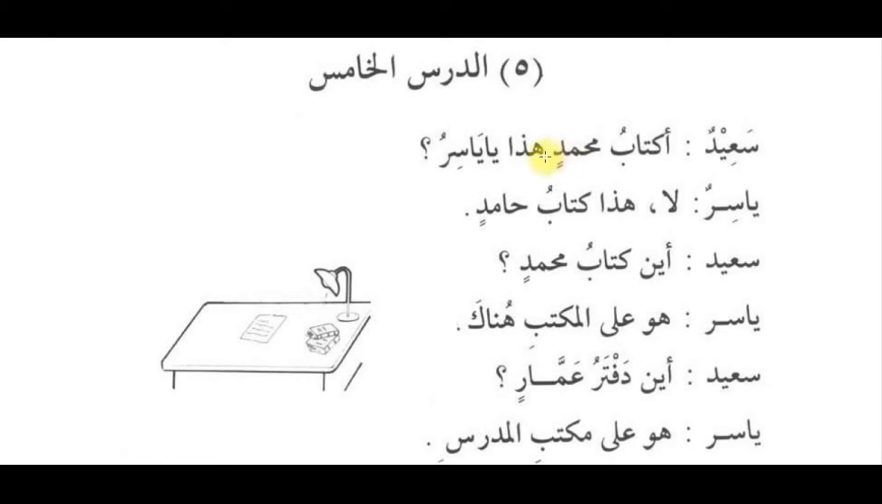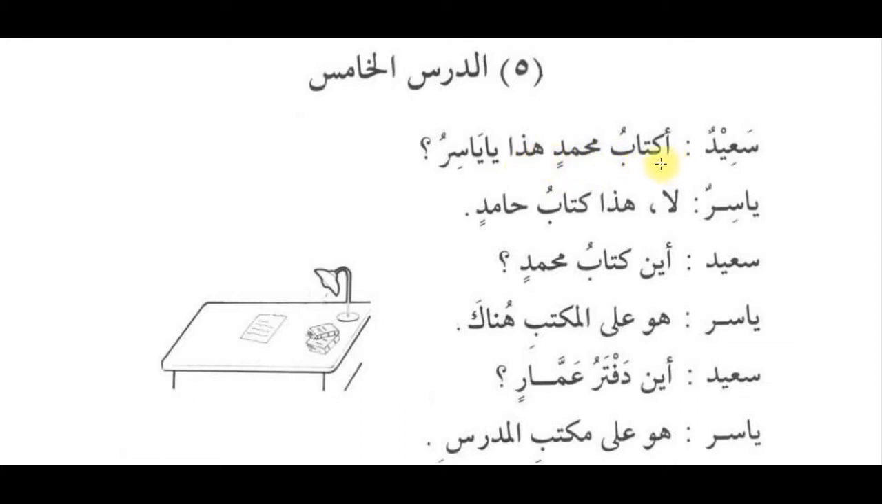So if you observe, Muhammad is now having kasratan. Why? It's because every possessor is going to be having kasratan, except if alif and lam is attached to it. In that case, it will be having single kasra. Kitabu Muhammadin hada, is this Muhammad's book?